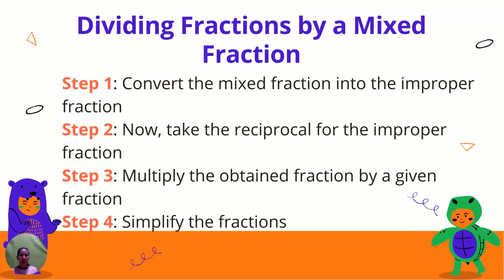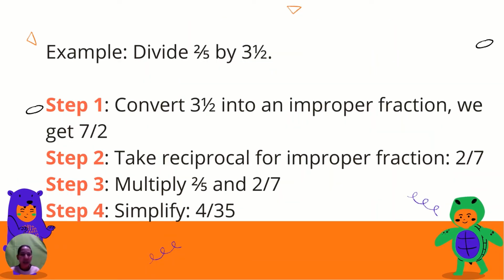Next, dividing fractions by a mixed fraction. Step 1, convert the mixed fraction into the improper fraction. Step 2, take the reciprocal for the improper fraction. Step 3, multiply the obtained fraction by a given fraction. And number 4, simplify the fractions. Okay, let's see the example here. Divide 2/5 by 3 and 1/2.